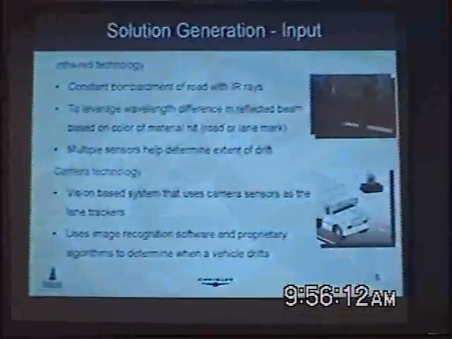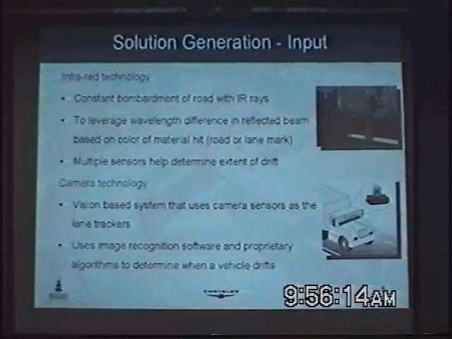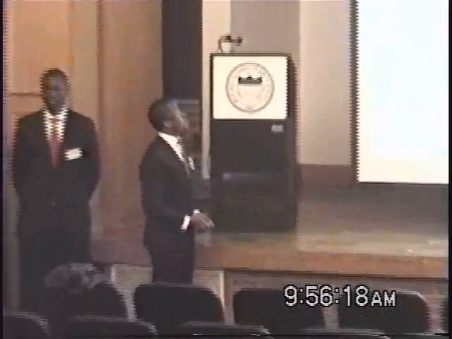So as Peter mentioned earlier, we divided our system into three main components: the inputs, the outputs, and the control unit. And we figured that the best way to come up with the ideal solution for our lane departure warning system would be to find the best solution for each of those components and put it together to make the holistic lane departure warning system. So for the input unit, we checked different technologies. We had the infrared technology and the camera technology.